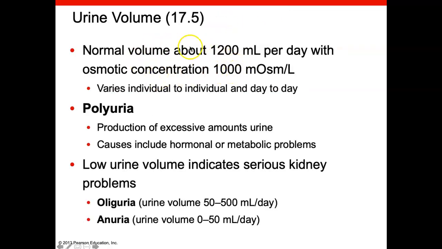You don't need to know your numbers here. Osmotic concentration. If you're making a lot of urine, it's called polyuria. If you're making no urine, it's anuria. Oliguria is some urine.